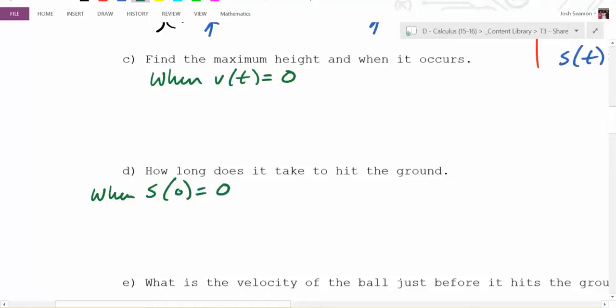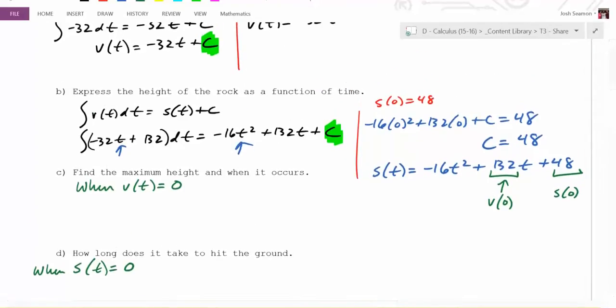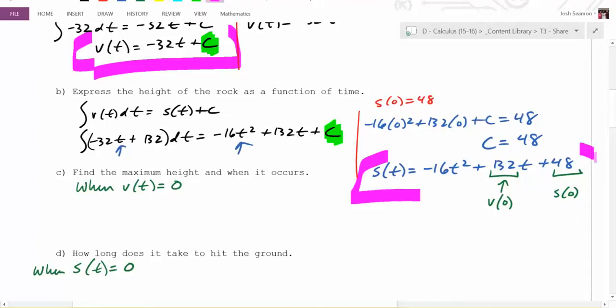So find a piece of the board with somebody else. I'll keep those equations up there for you. So you have your velocity right there, and you have your position function right there. Use both of those to solve C and D.